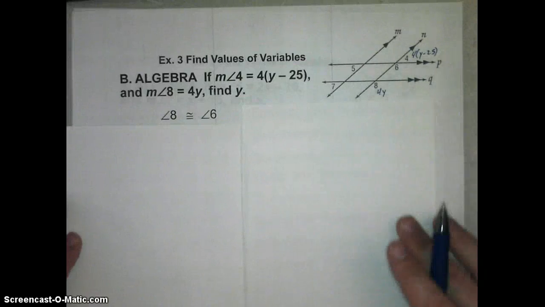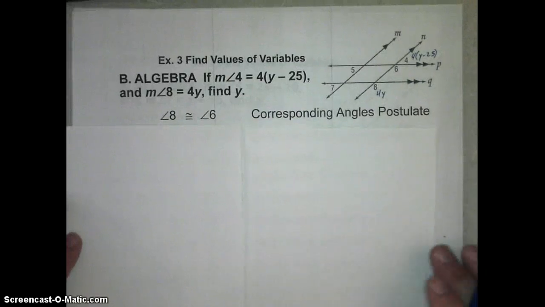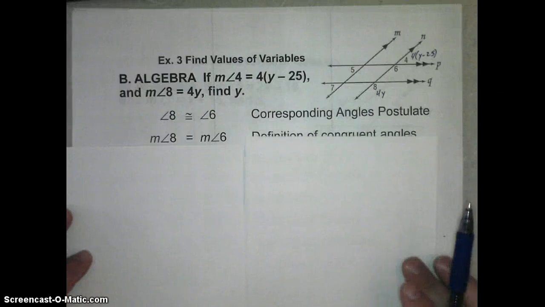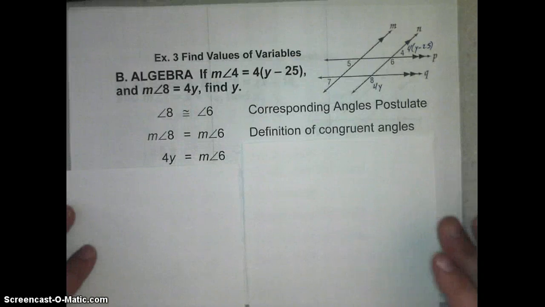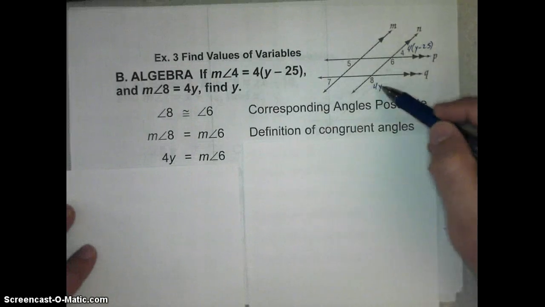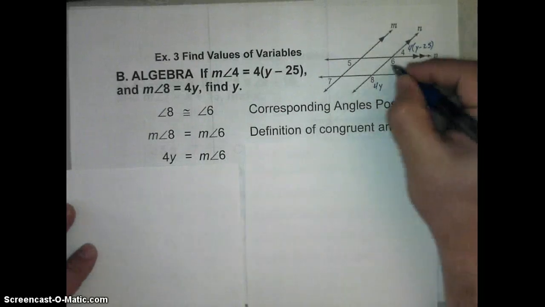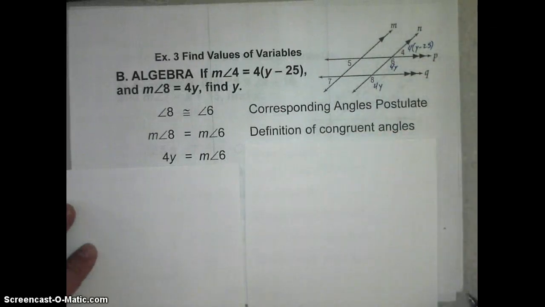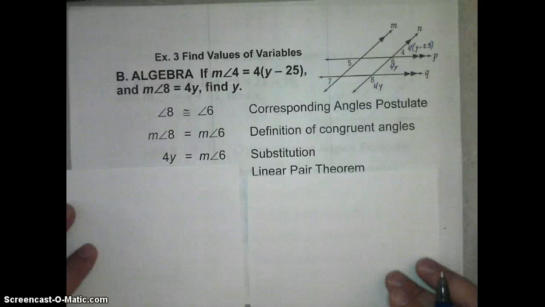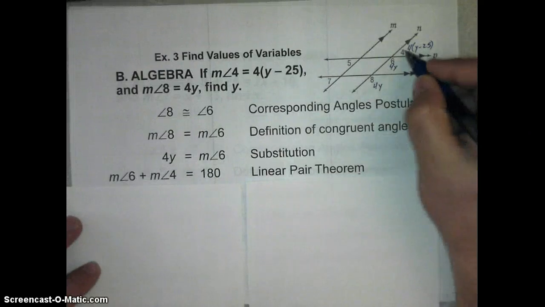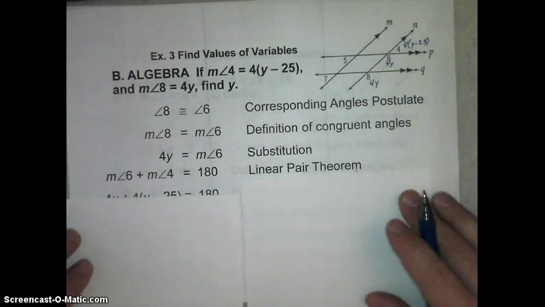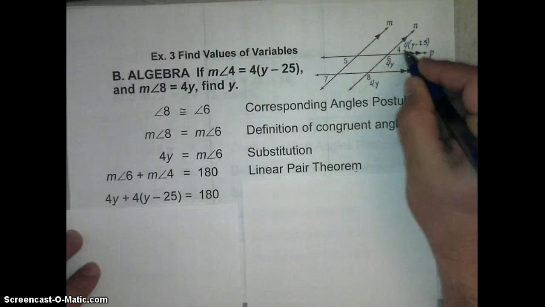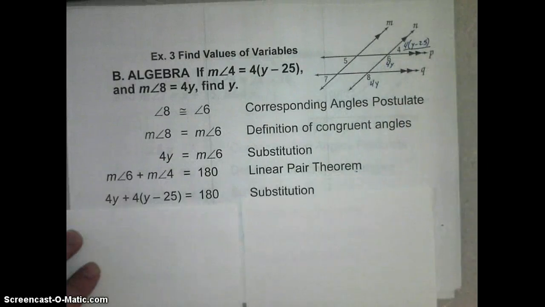We know 8 is congruent to 6 by the corresponding angles postulate. Then their measures are equal by definition. And I know the measure of angle 6 must then equal 4y. So I can set up that this is also an expression that is 4y by substitution. Next, the linear pair theorem tells me that if I add these two, they should equal 180 degrees. Well, that means I can substitute those values in and say that 4y plus this quantity equals 180 degrees.